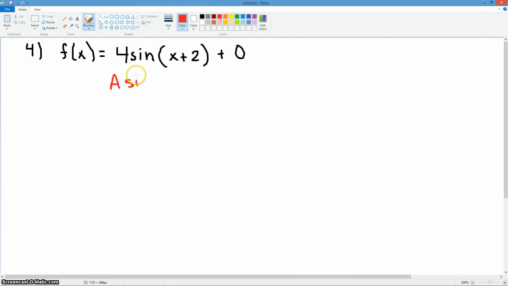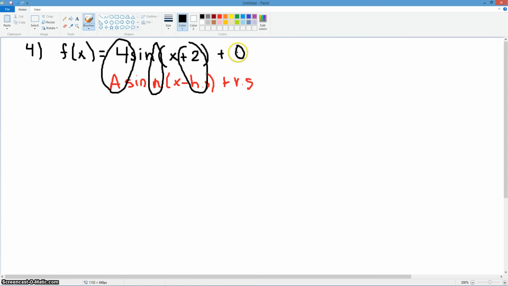sine n x minus hs plus vs. Notice that this time your vertical shift is at the end. So if you connect each one, that's going to be your amplitude. This right here is going to be your n. There's an imaginary one right there, even though you don't see it. Here's your horizontal shift, I'm sorry. And then here's your vertical shift.